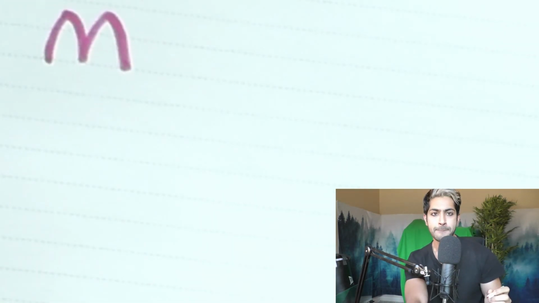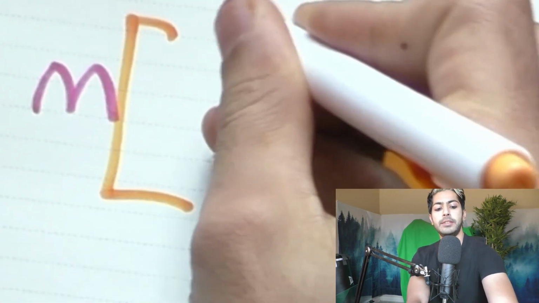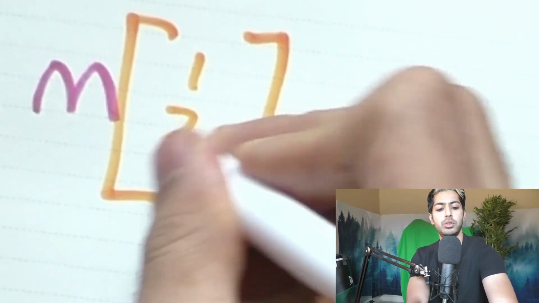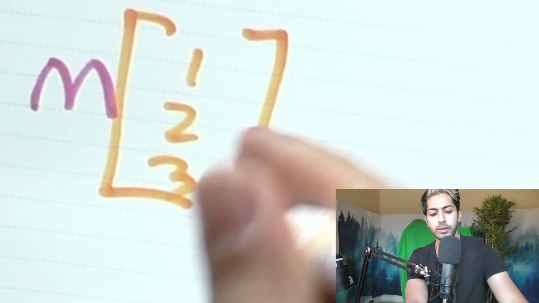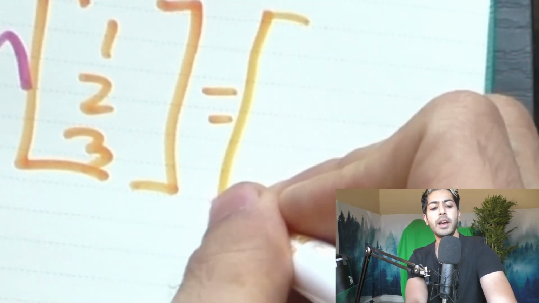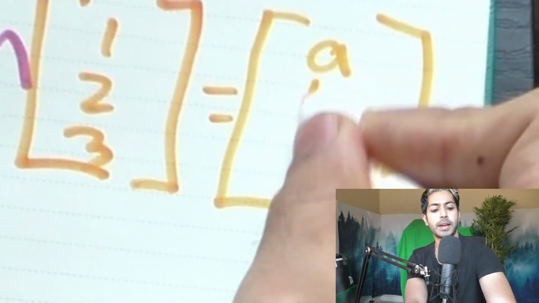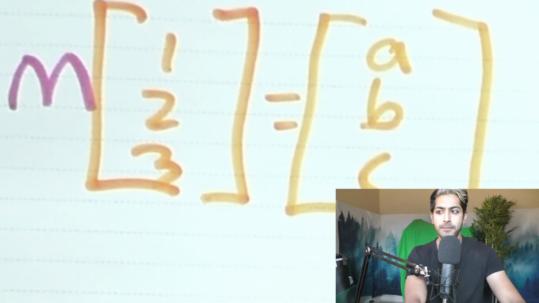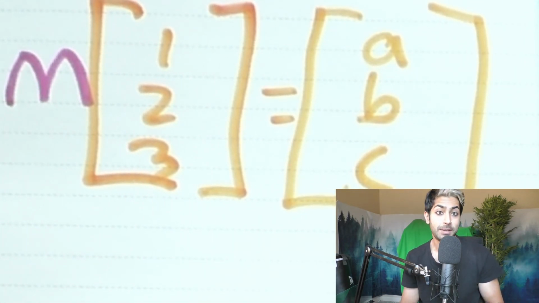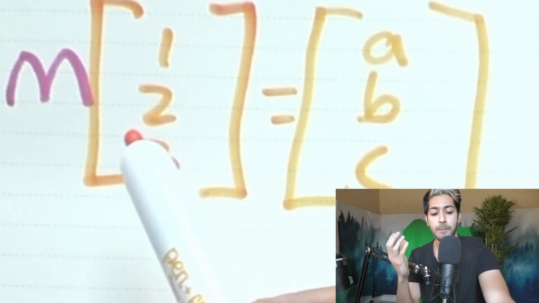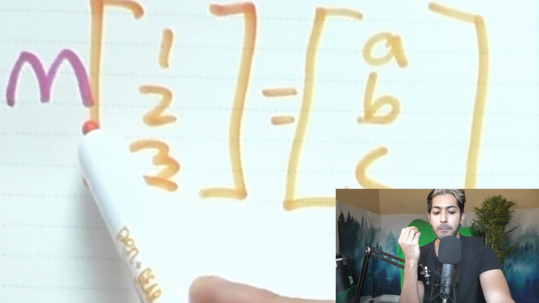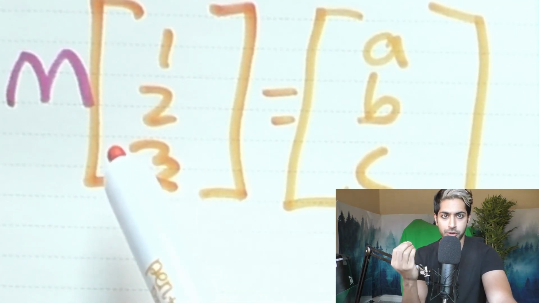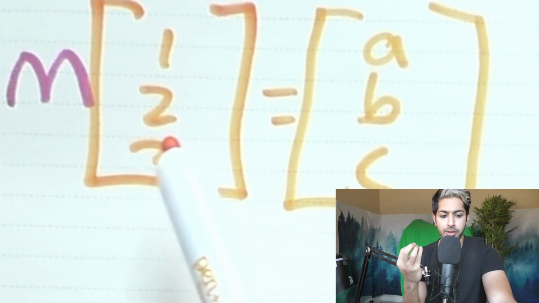So if we have some scalar number m, we might want to multiply m by a vector. And this vector is going to contain a bunch of numbers, 1, 2, and 3. So m times 1, 2, and 3 is going to be equal to another vector. We're going to call the outputs of this vector a, b, and c. And so we have m times 1, 2, 3 equals abc. This is a matrix operation. We're performing a multiplication operation between two vectors. These are groups of numbers together.